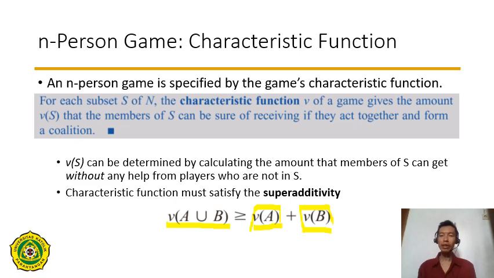If you think about it, let's say A does a business by himself or herself, and receives a certain profit. And then B also does his or her own business and has his or her own profit. If they act together, this property says that the total profit must be at least the sum of A's business alone plus B's business alone. It cannot be less than that, okay?